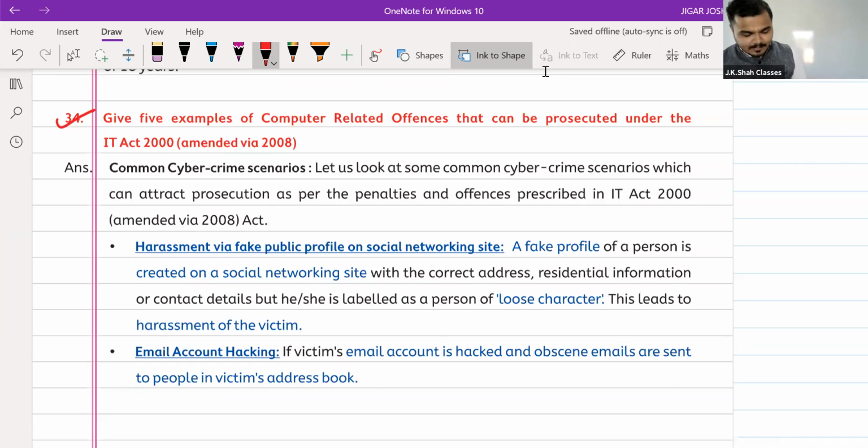But right now, what are the crimes? Let us take them one by one to understand what the crimes are as per the Information Technology Act of 2000 and the Amendment of 2008. First thing is harassment: causing harassment to anyone while creating a fake public profile on social networking sites.